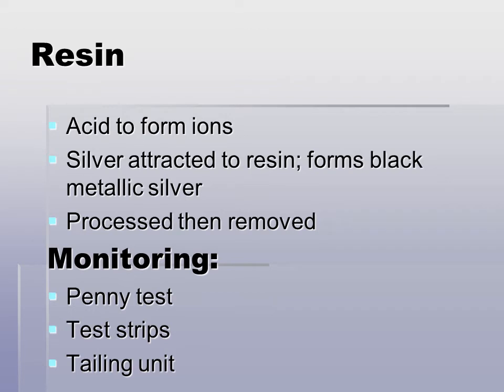Resin uses acid to form ions. Silver is attracted to the resin, forms a black metallic silver, and is then processed and removed. There are several different ways of monitoring these systems, such as the penny test, test strips, or a tailing unit.